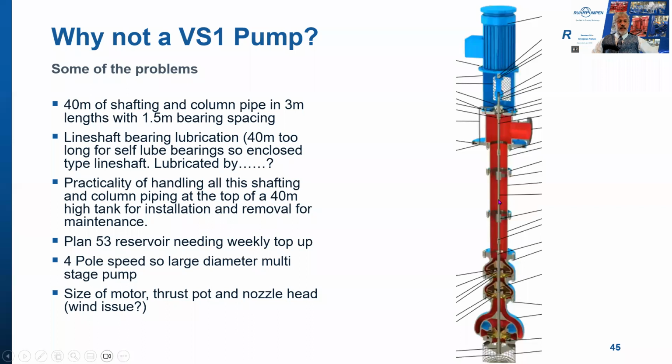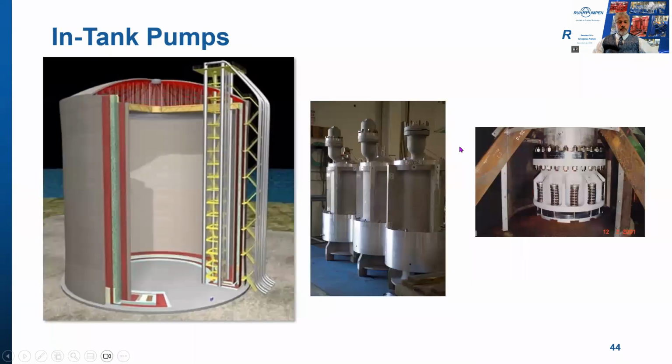A pump of this size and length would need to be at 4-pole speed, so it would be large diameter and a multi-stage pump. And the size of the motor, thrust pot, nozzle head, well, I think that would be a bit of a wind issue at the top of a 40-meter high tank. So that's why they use submerged electric motor pumps.